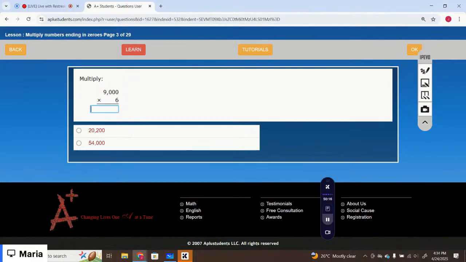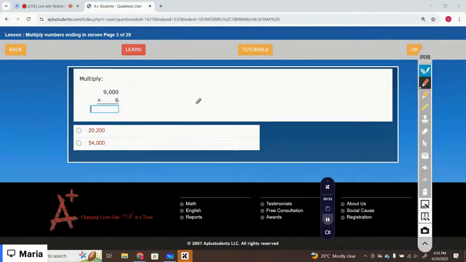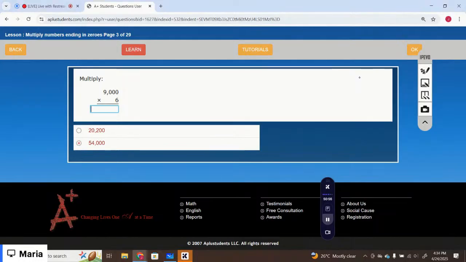9,000 times 6. So which is the correct option? That is 9 times 6 is 54. So just multiply the non-zero values. 9 times 6 is 54. Write 54 and add 3 zeros. So 1, 2, and 3. So that is 54,000. Option number 2 is the correct option.